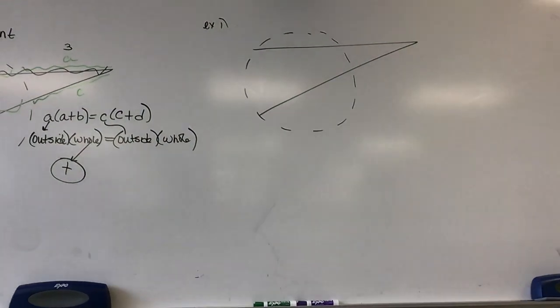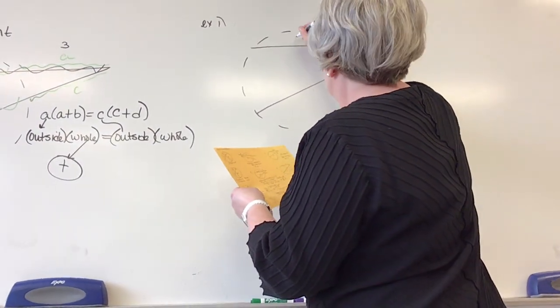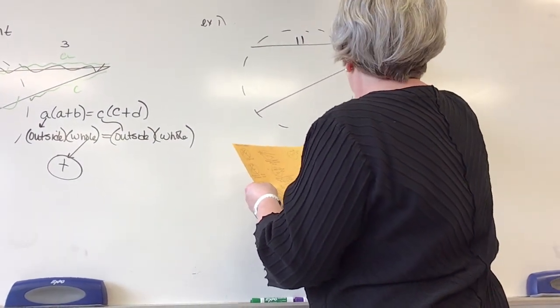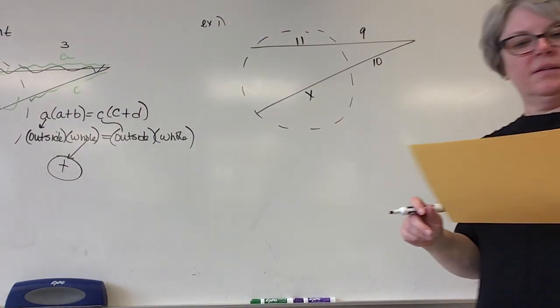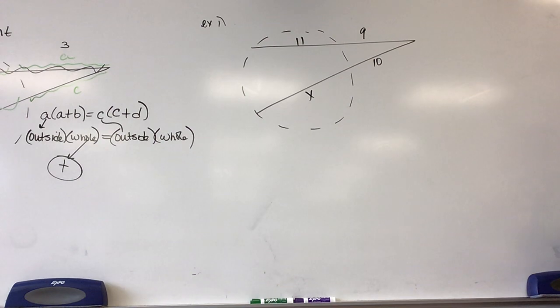Okay, secant, secant. I've got 9, 11, 10, and X. And I don't care which secant you start with. You can start with the top one or the bottom one. So who's going to do outside times whole? What's it going to look like?